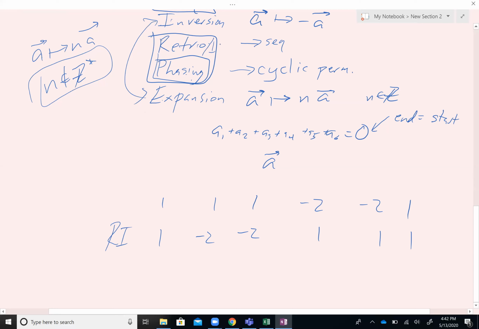So if I do the retro inversion together, it's just writing the sequence backwards. So mathematically, this is a little easier because it's just a permutation, whereas retro by itself not only has the permutation, it also has the sign change. So just to make life easier, we're going to work with this retro inversion instead of just retro. Okay.